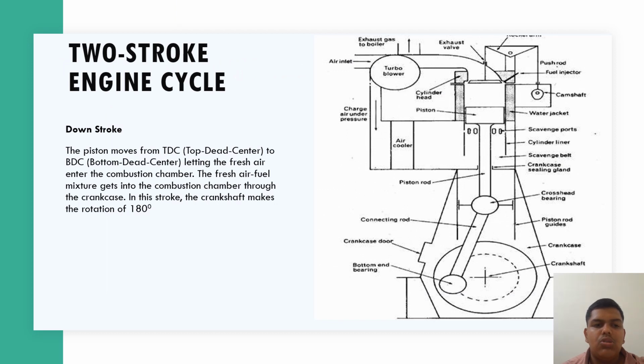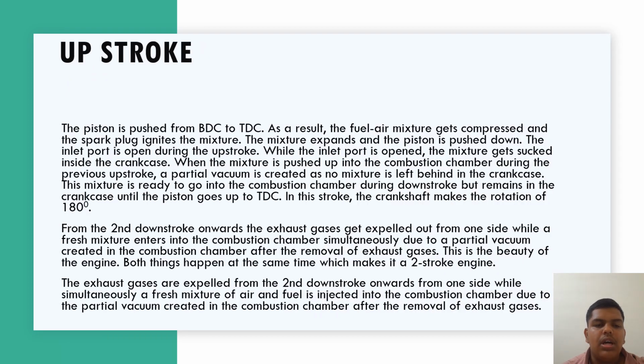Two-stroke engine cycle. Downstroke. The piston moves from TDC to BDC, letting fresh air enter the combustion chamber. The fresh air-fuel mixture gets into the combustion chamber through the crankcase in this stroke, and the crankshaft makes a rotation of 180 degrees. Upstroke. The piston is pushed from BDC to TDC.